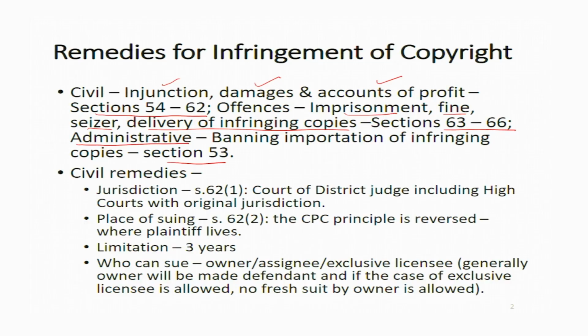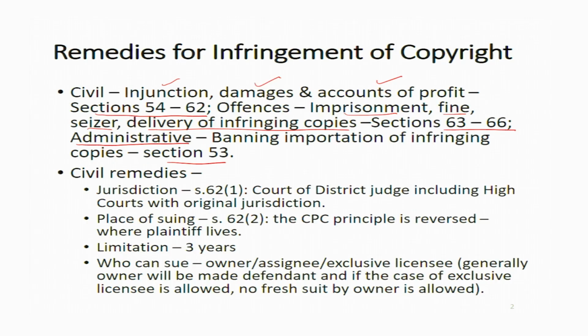The second important point is there in 62 subsection 2, which is about place of filing the suit. You must have read about place of suing in CPC. The place of suing in CPC you have read is the place where the defendant lives. You will file a civil suit where the defendant lives, or where the defendant works for gain, he has his office, or where the cause of action arises.